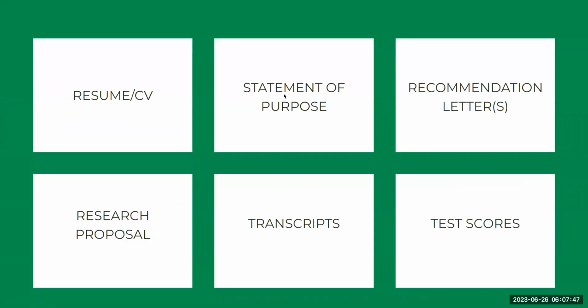Some of the most common components of assistantship and fellowship applications include your curriculum vitae or CV or resume, your statement of purpose, recommendation letter or recommendation letters, research proposal if you are submitting an application for a research fellowship. Transcripts, test scores are usually common components of applications, and there might be additional components that might be required for certain assistantship or fellowship positions, like a writing sample, for example.